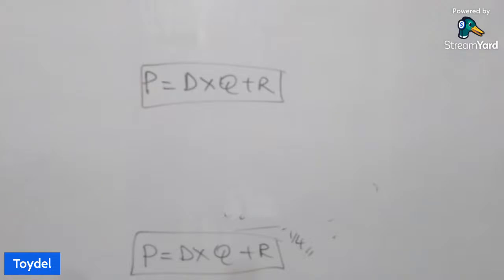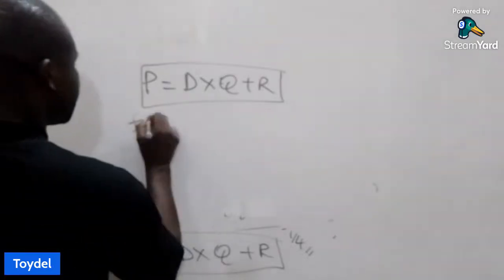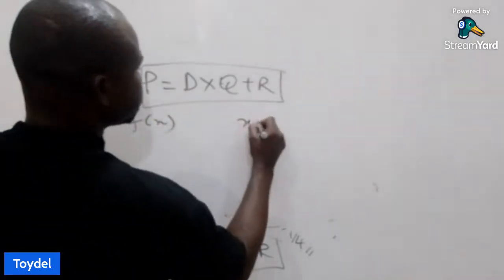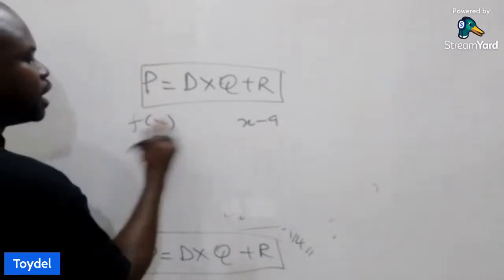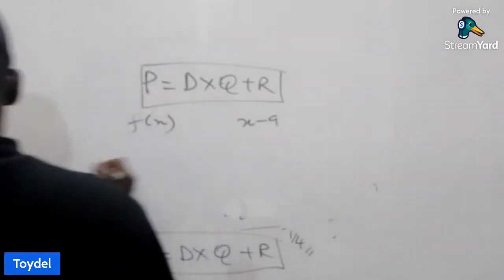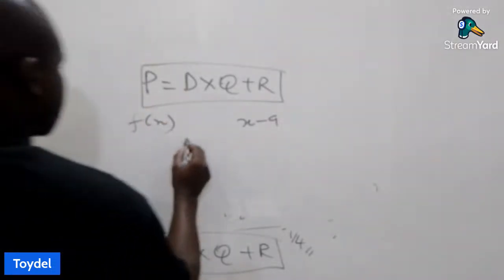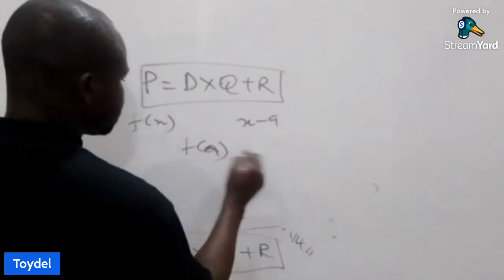And there's what we call the remainder theorem. The remainder theorem is just telling us that if you have a polynomial, say f of x, and you have a value x minus a, we use this to divide the polynomial. The remainder at the end of the day will just be f of a. It will be f of a.